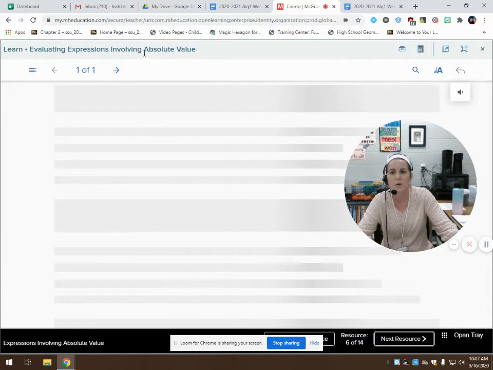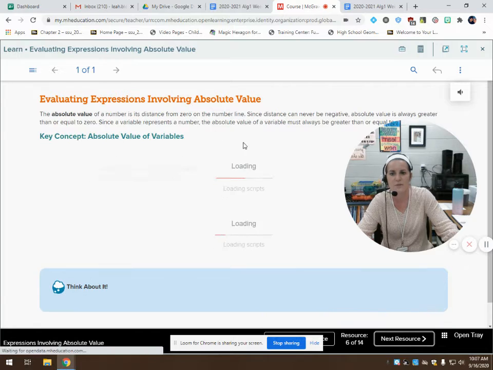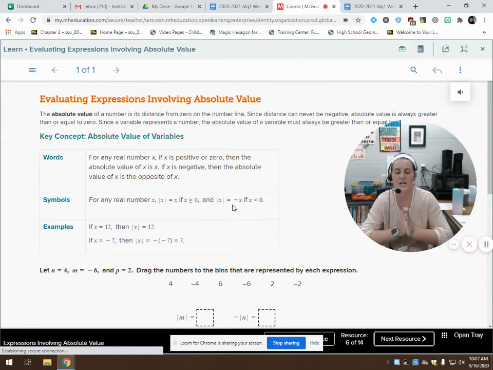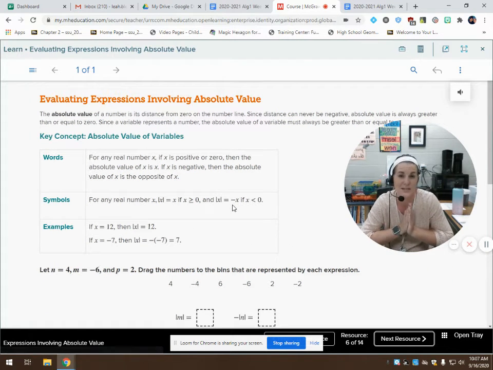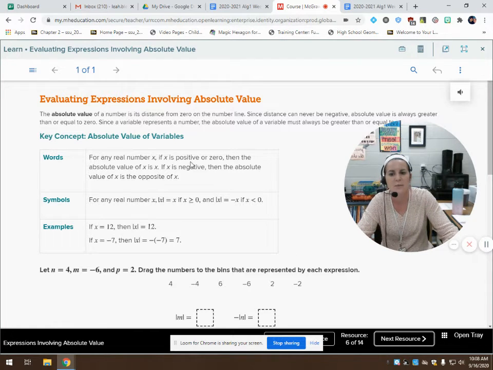So when we're evaluating expressions involving absolute value, I'll probably say it 100 more times, it's always going to be a positive number because we're talking about distance, and distance is positive. So for any real number x, if x is positive or 0, then the absolute value of x is x. If x is negative, then the absolute value of x is the opposite of x.